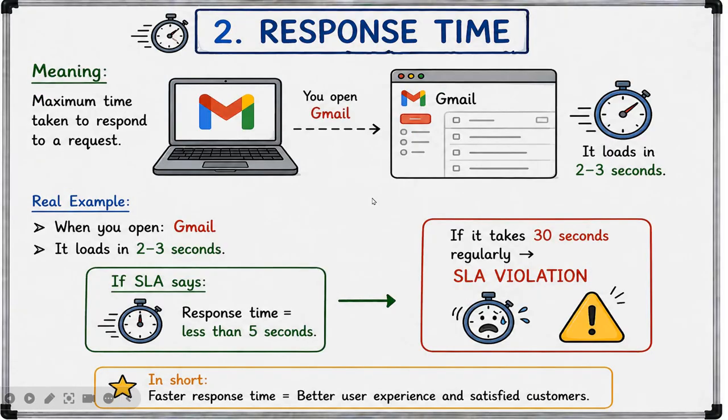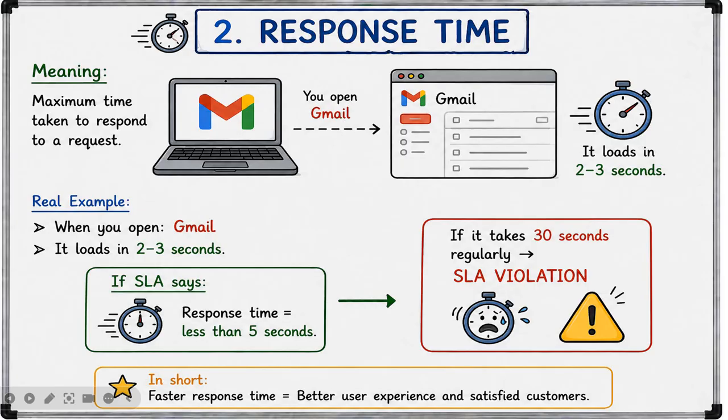Then second is the response time, meaning the maximum time taken to respond to a request. The response time is the time taken by a system to react after a user sends a request. In simple words, how fast the system responds when you click or request something. For example, you click login, then how many seconds it takes to open the page. Or you search something, how quickly results will appear. So faster response time means better user experience.